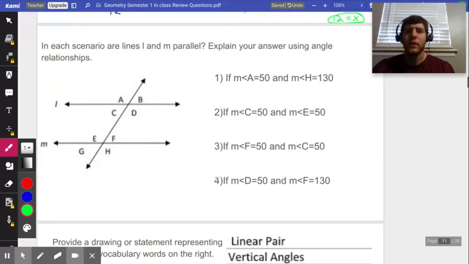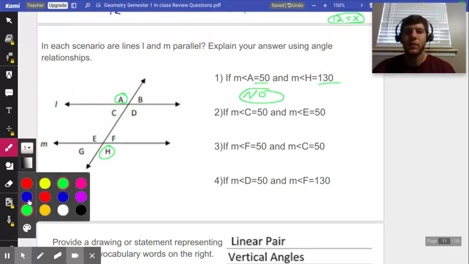Okay. All right, next one here. In each scenario, lines L and M are parallel. Explain your answer using angle relationships. So are they parallel? So A and H here. Those are alternate exterior angles. And so if alternate exterior angles are congruent, then the lines are parallel. These are not congruent, right? So this is going to be a no. In order for the lines to be parallel, alternate exterior angles have to be congruent.